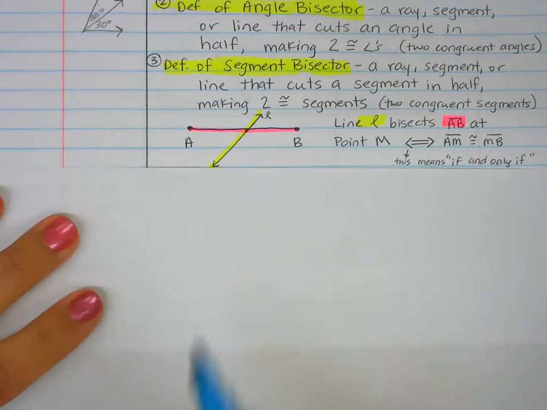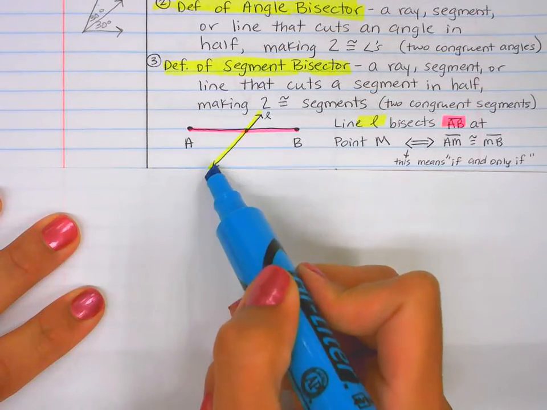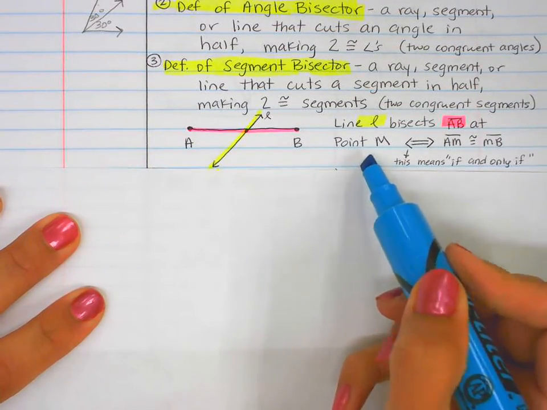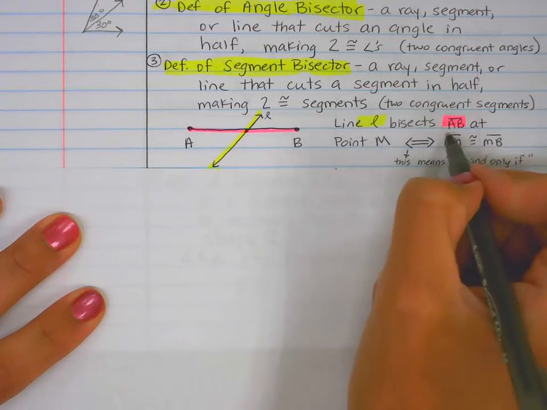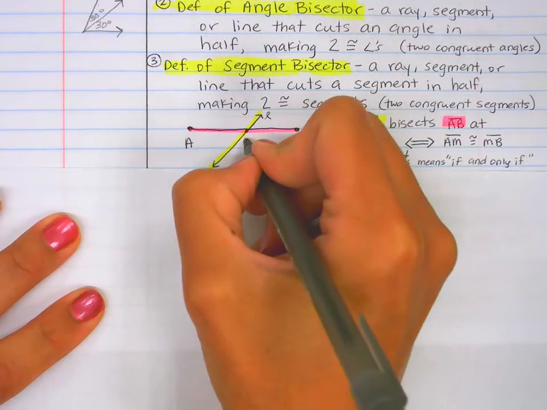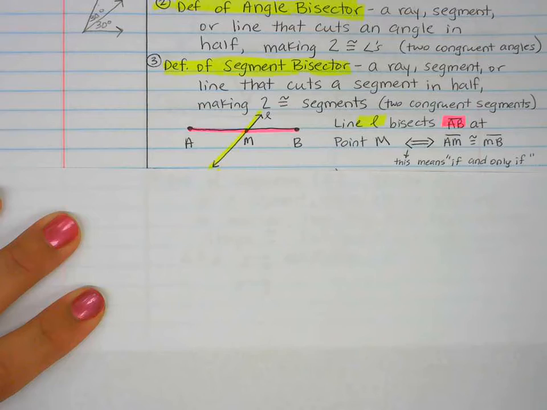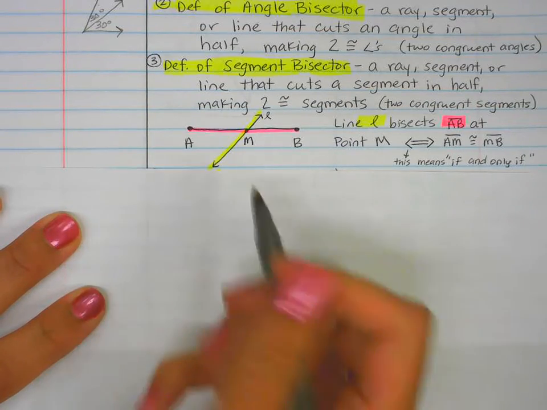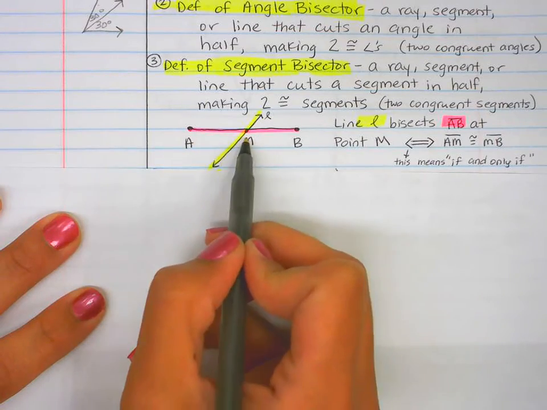But if I know that AB is this segment and line L is a segment bisector, that means, and I didn't show point M because I wanted you to see, it bisects AB at point M. So M is that point. Write it in. And M also could stand for midpoint if you're thinking about it that way. That's why I chose M. It's the midpoint of AB. Midpoint, it's in the middle.